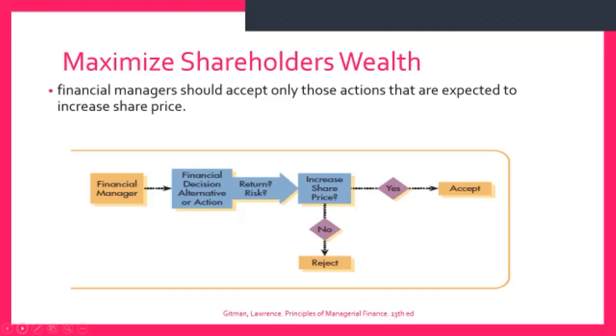Should we extend more credit? Should we buy new equipment? These decisions that they have to make, they examine the returns that will come in as well as the risk. If it increases the share price, they accept. If it would not increase the share price, they reject. So we can see from here that some type of forecasting has to be done.